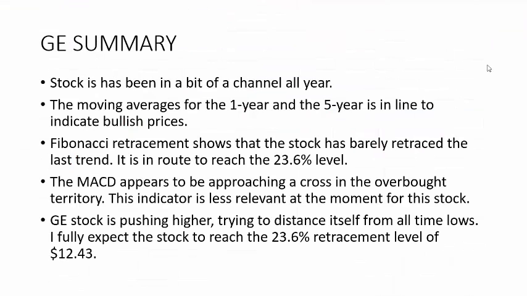So overall, this stock has been in a bit of a channel all year, and both moving averages are in line to show a bullish price movement. The Fibonacci shows that we really haven't even reached the very first number, which is the 23.6% retracement level. Overall, the MACD is less relevant because I think it has the likelihood of providing a false sell signal. And so overall, GE stock is pushing higher, trying to distance itself from its recent lows. I would expect this stock to at least reach the 23.6% retracement level, which is $12.43.